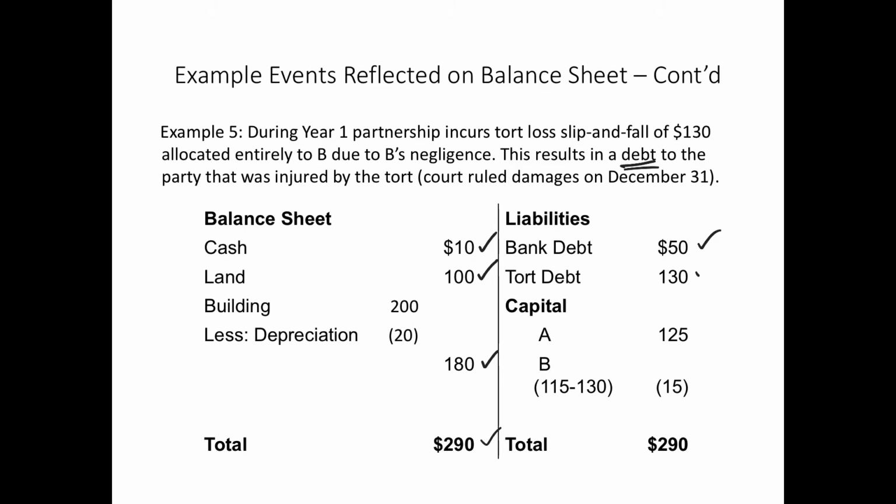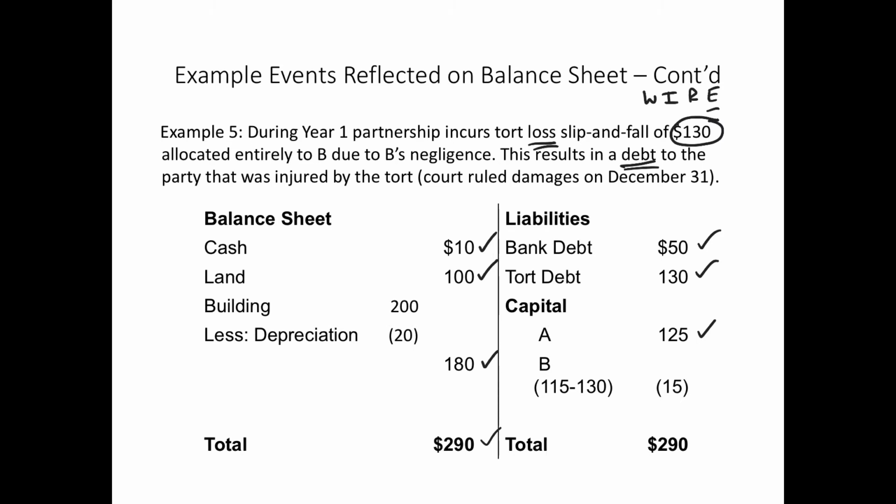Here's the tort debt, right? We owe this party that was in the slip and fall as a result of damages in the court from the court decision, $130. That's a debt. Maybe it gets paid in the future. Okay? A still has $125, no effect. And then B, since all $130 of this loss is allocated to B, right? We have WIRE: withdrawals, investments, revenues, expenses. Well, expenses also includes losses. They decrease. This is a decrease, right?